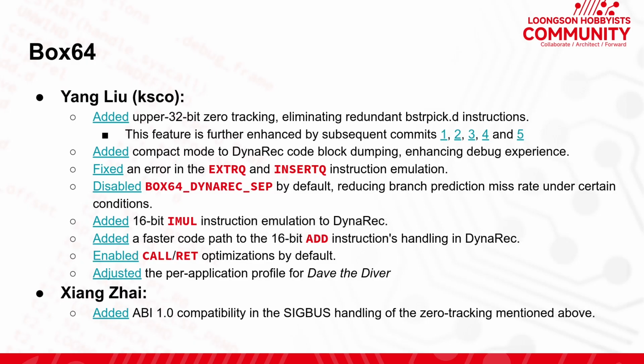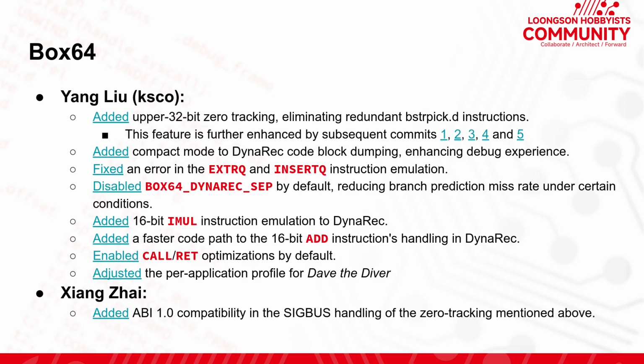Okay, for Box64 in this dev cycle, I added the upper 32 bits zero tracking to eliminate some unnecessary BSTRPICK instructions. So basically in x86, when you refer to some 32-bit register, like when you do add EAX, EDX, because the register name is 32-bit but the physical register is 64-bit, the upper 32 bits will be zeroed out. But in LoongArch, the upper 32 bits will be sign extended. So there is a difference.